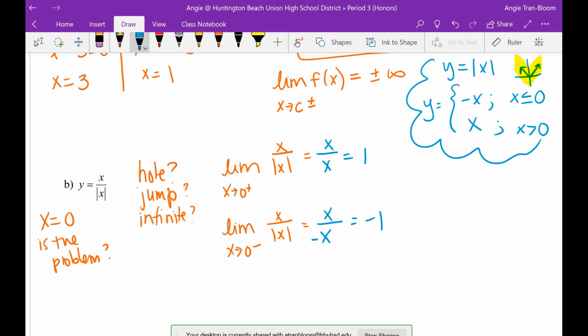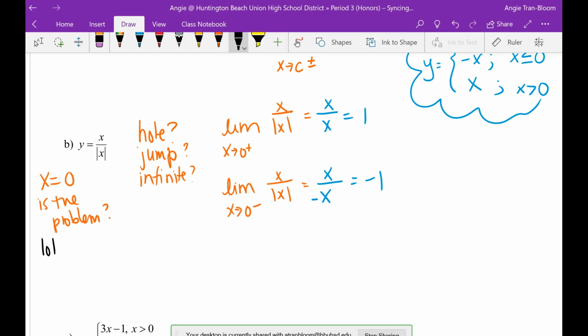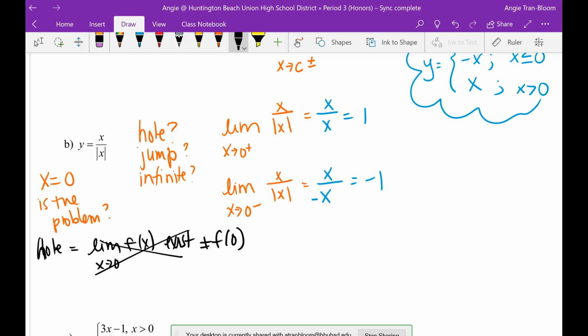Okay. Let's go back and define the hole. What makes a hole? The formal definition of a hole is when the limit as x approaches c of f of x exists but is not equal to f of c. So a hole means the limit as x approaches 0 of f of x exists, but not equal to f of 0. Is that true? Does the limit at 0 exist? No, the left and right are not exactly the same at all. Would you guys agree with that? Yeah. Okay. So, nope, cross that out.